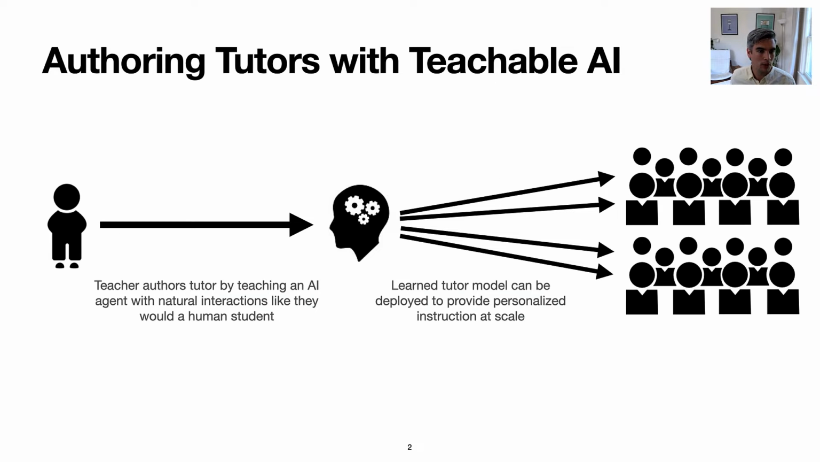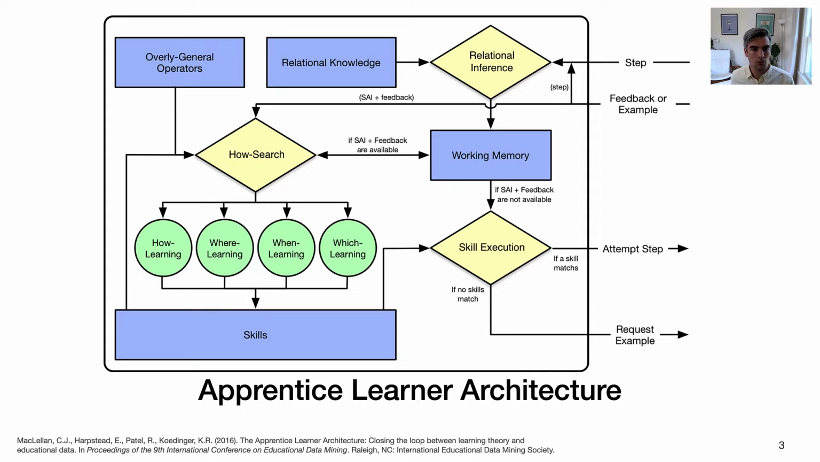In our paper, we explore an AI technology that supports teachers and other domain experts in efficiently authoring intelligent tutors. Using our approach, a teacher can author a tutor by teaching an AI agent the way they would a human student, through examples and feedback. And from these interactions, the AI system learns a tutor model that can be deployed to provide personalized instruction at scale. To support this approach, we developed the Apprentice Learner architecture, which learns cognitive models for tutors from worked examples and feedback.